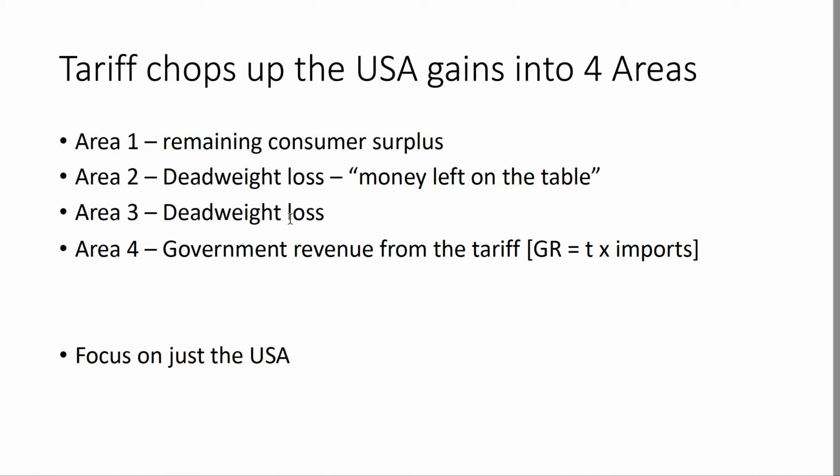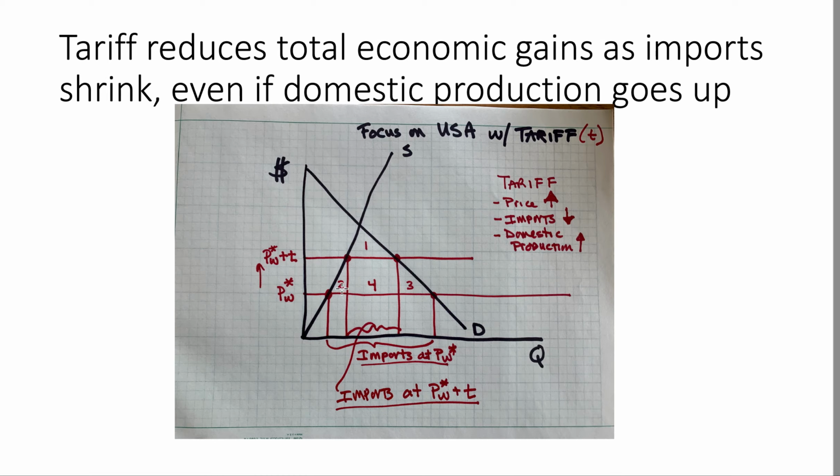Area 2 and 3 are both deadweight losses. Nobody gets that. That is just gone. Money gone from the table. Producers don't get it. Consumers don't get that surplus. Nobody gets it. It's gone.